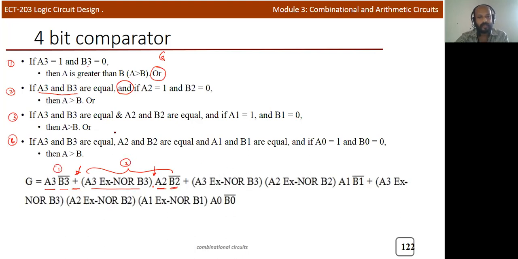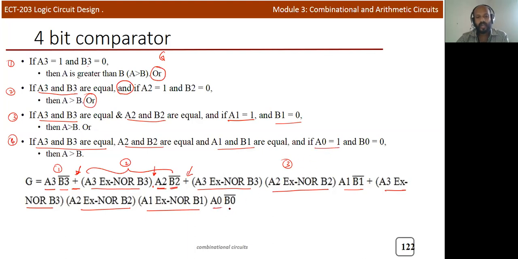Now we need to check the third possibility. Again there is an OR symbol. A3 equal to B3, so XNOR operation. Then A2 equal to B2, again XNOR operation. A1 equal to 1, B1 equal to 0. This is the third possibility. Now the fourth possibility: A3 XNOR B3, then A2 B2 XNOR operation, A1 B1 equality we need to check, XNOR operation, and finally A0 is 1 and B0 is 0, B0 bar. So this is the fourth possibility, and this is the equation for G.